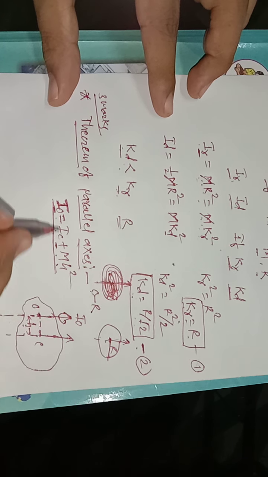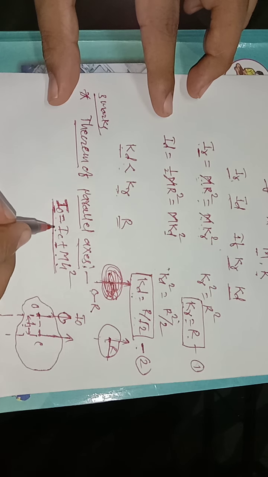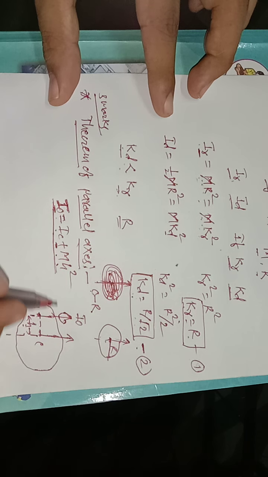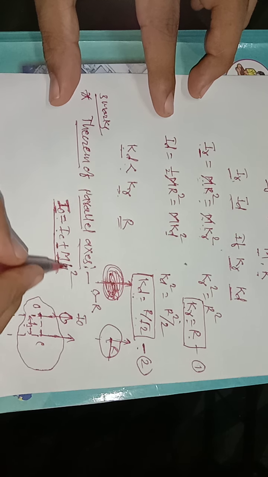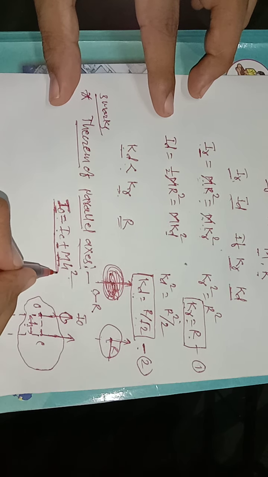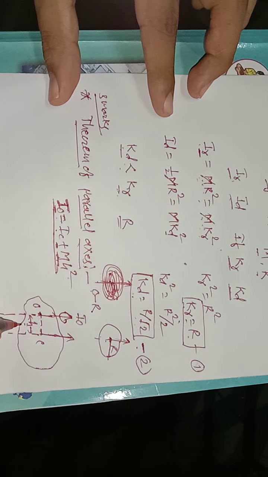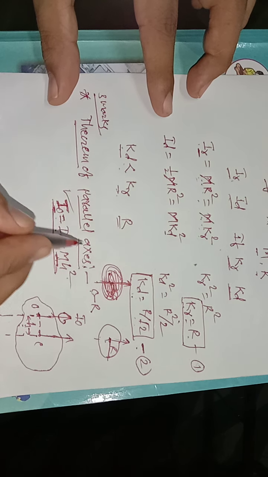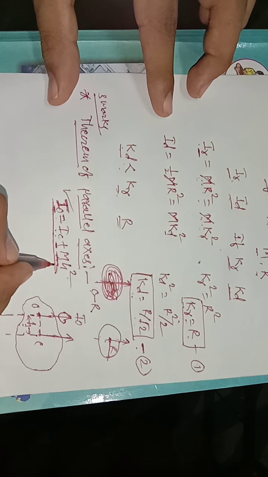So the moment of inertia of an object about an axis is the sum of the moment of inertia about a parallel axis passing through the center of mass and the product of the mass of the object and h square, the square of the distance between those two axes. So that's why we can write IO is equal to IC plus MH square. This is the statement of the parallel axis theorem. So we have to prove this, IO is equal to IC plus MH square.